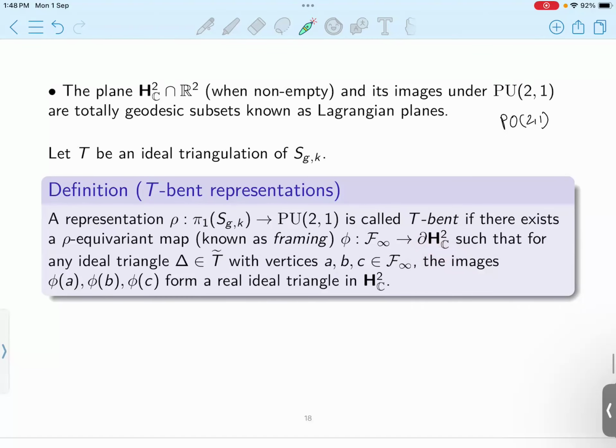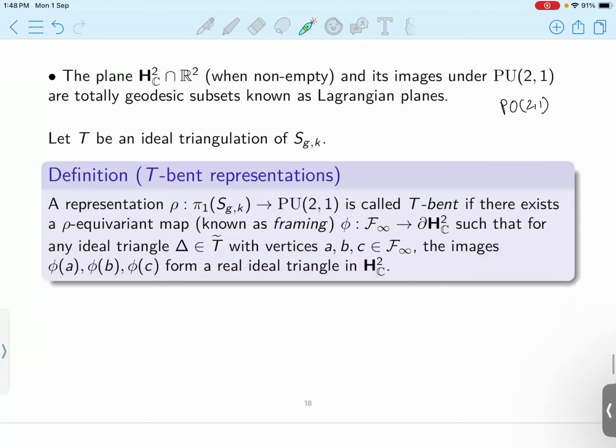What the definition says is that you choose any triangle from the lift of T, you take the vertices A, B, C, and the images of the framing phi A, phi B, phi C of the three vertices form a real ideal triangle. So what is a real ideal triangle? If all these three vertices lie on the boundary of a Lagrangian plane, also known as a real Lagrangian plane, we call it a real ideal triangle.